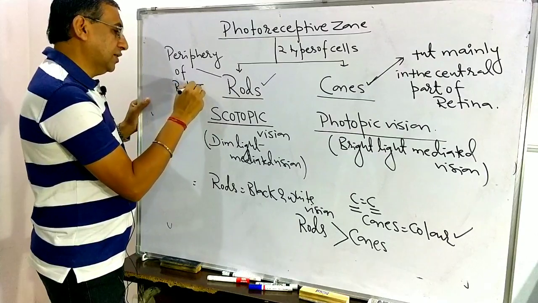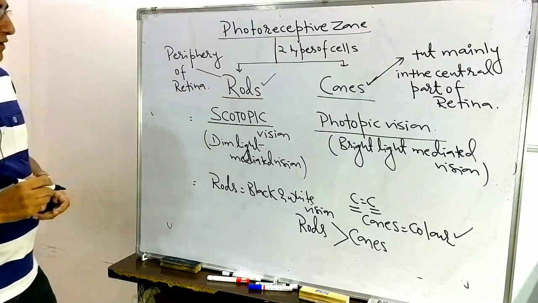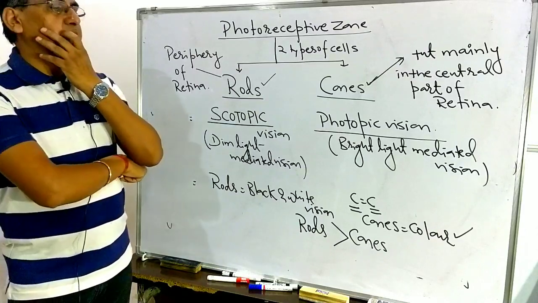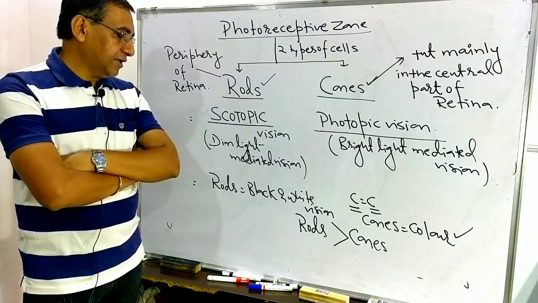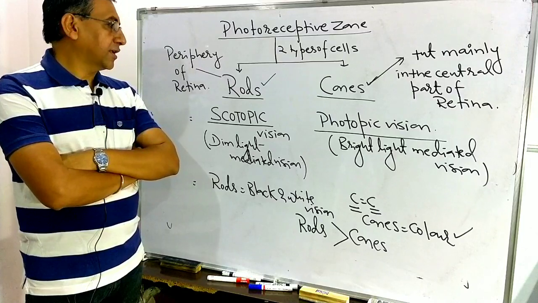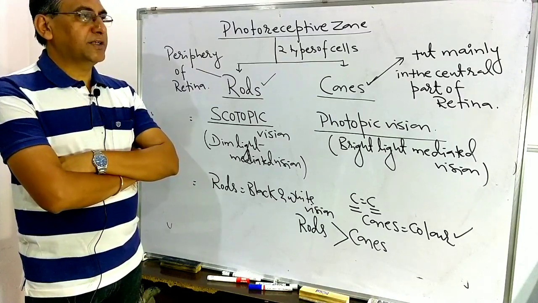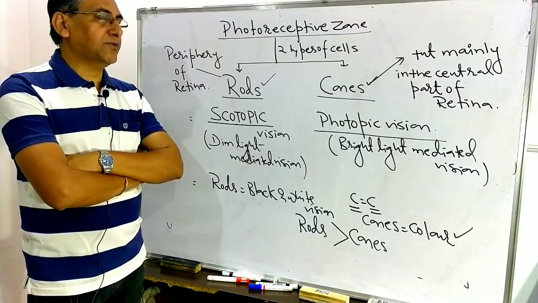So now just see, rods are for the scotopic vision, that is the dim light mediated vision. Cones are for the photopic vision, that is the bright light mediated vision. The number of rods is more than the number of cones. Rods are mainly present in the periphery. Cones are mainly present in the central part of the retina.